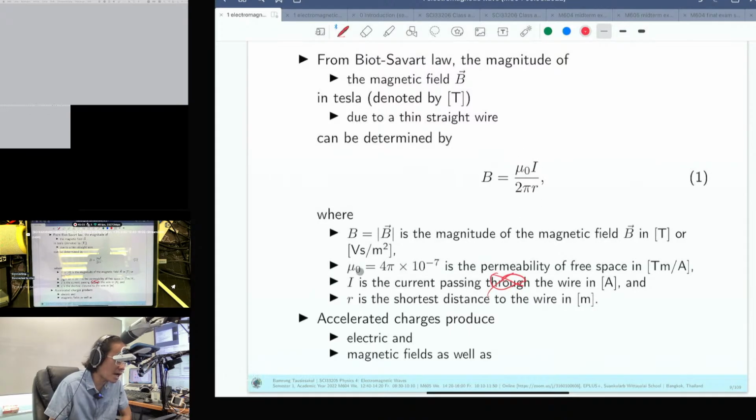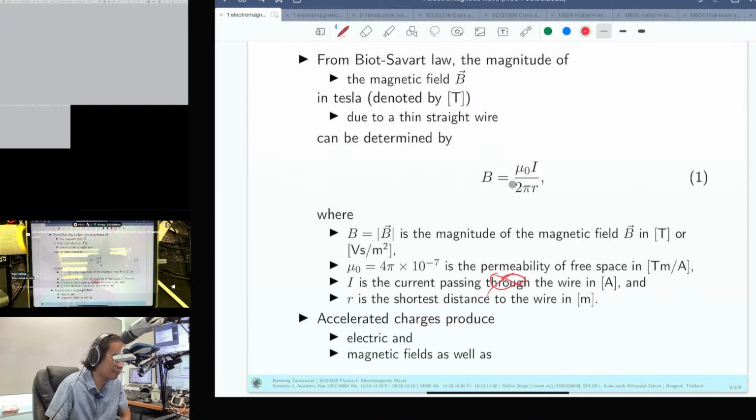Mu zero is 4 pi times 10 raised to negative 7, and even though it is a constant, it has its own unit. The unit of mu zero is Tesla meter divided by ampere. Ampere is the unit of the current. Yes, you know everything, right?